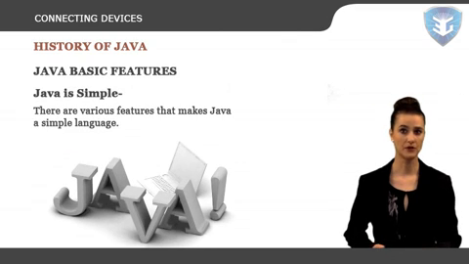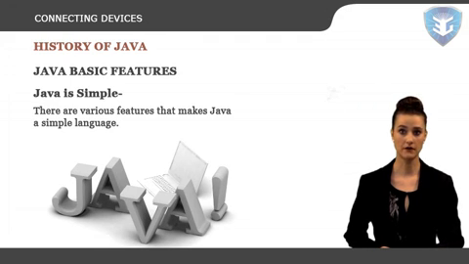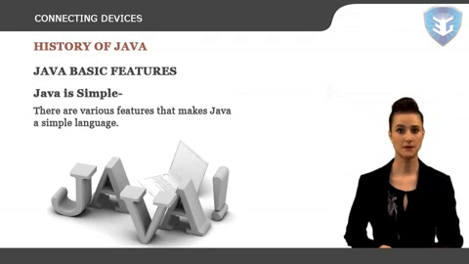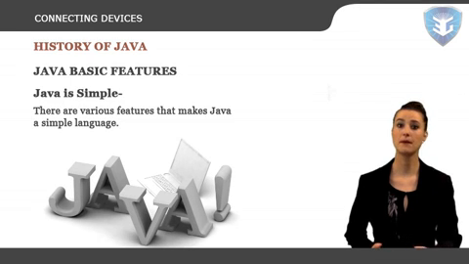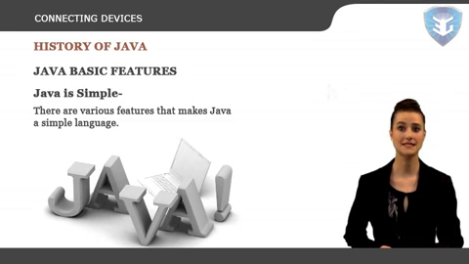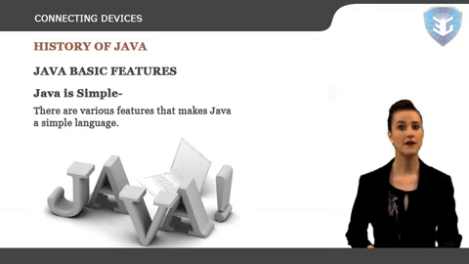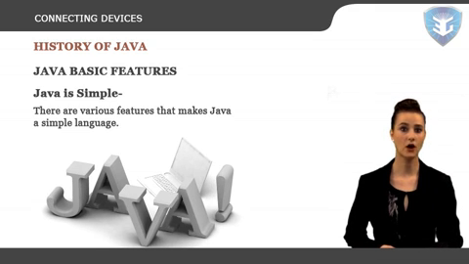Here we will talk about the basic features of Java. Java has many features, which are: Java is simple. There are various features that make Java a simple language. Java is easy to learn and was developed by taking the best features from other languages, mainly C and C++. It is very easy to learn Java if you have knowledge of object-oriented programming concepts.